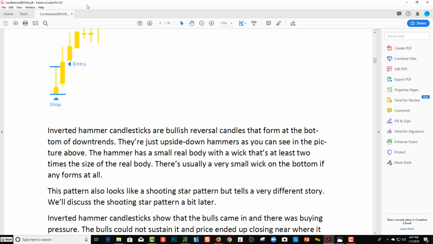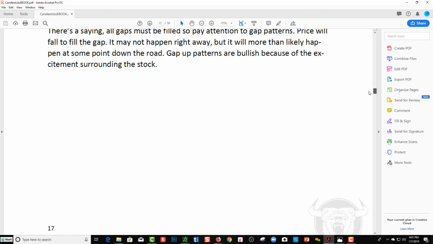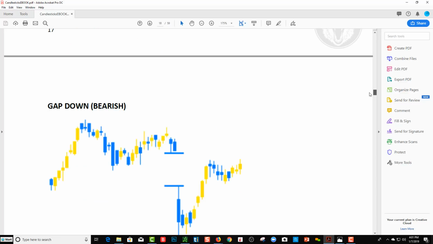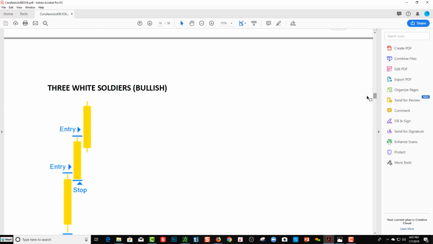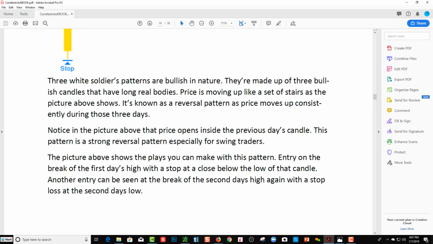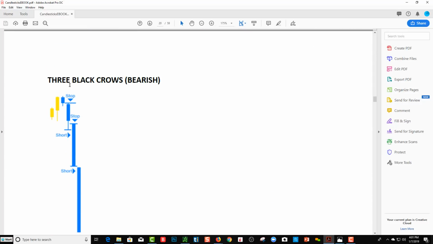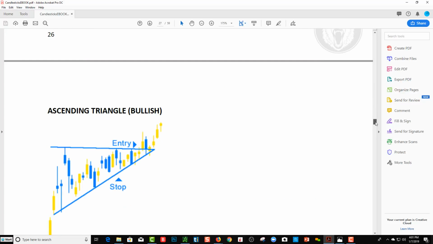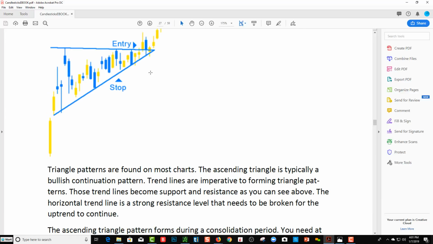So you'll see there's almost 60 pages to this ebook, and as it starts to progress, the candlestick patterns get a little bit bigger, right? You see here's three white soldiers, and then we'll scroll down to three black crows. This is a bearish pattern. You'll see here's where you would short, here's where you'd put your stop. And then it kind of keeps going further into things like ascending triangles, right? So where you can draw your trend lines up like this, you'll see an entry here, stop down here.